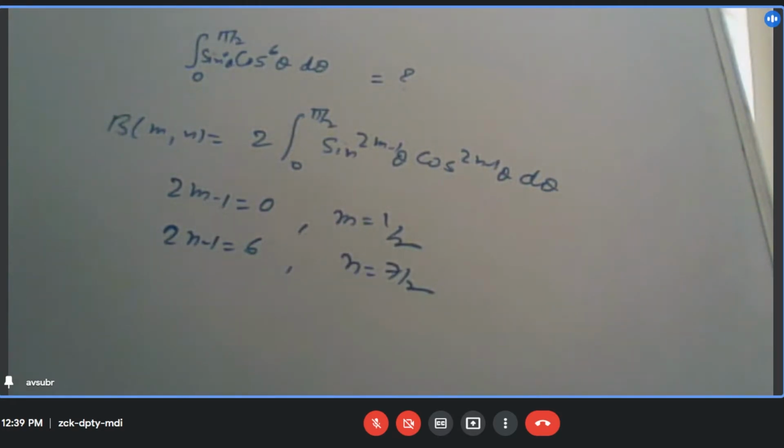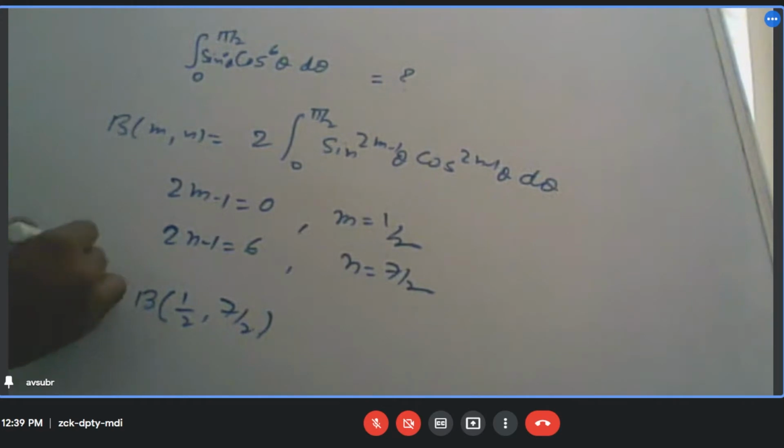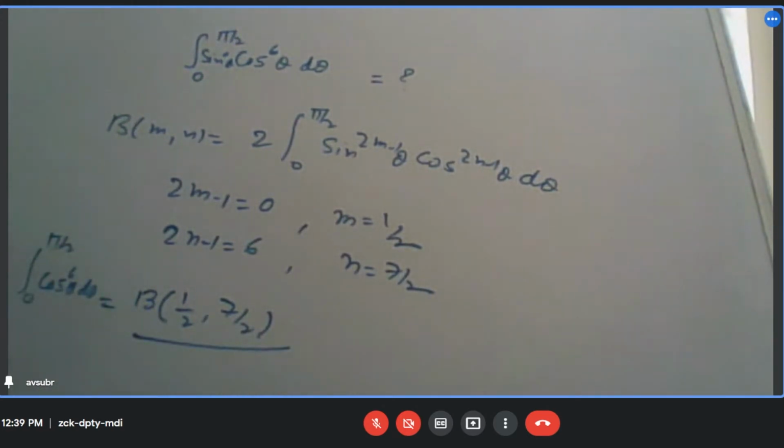So it means यहाँ पर बीटा फंक्शन क्या होगा? Beta(1/2, 7/2). Is it okay? This is equal to the integral from 0 to pi by 2 of cos to the power 6 theta d theta, is equal to this, है ना?